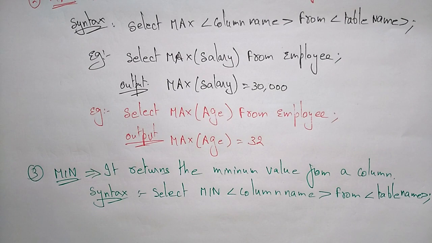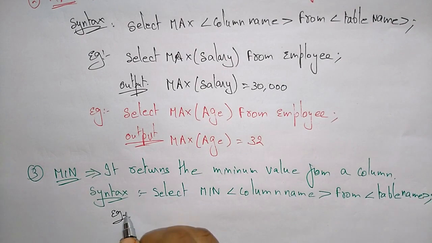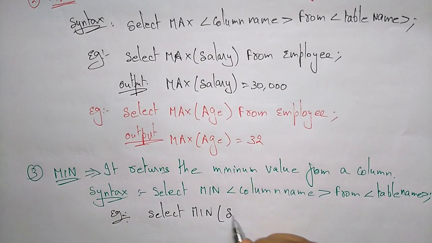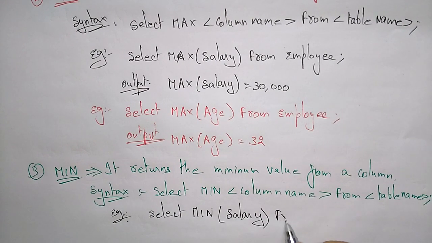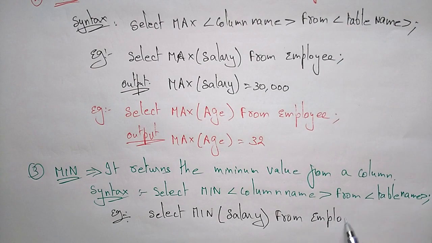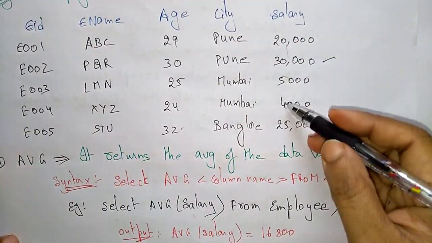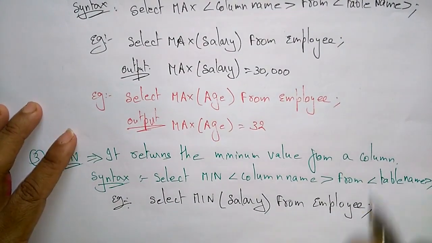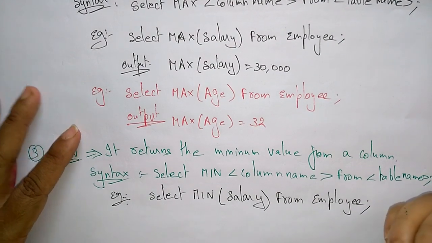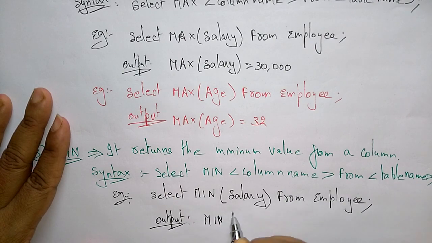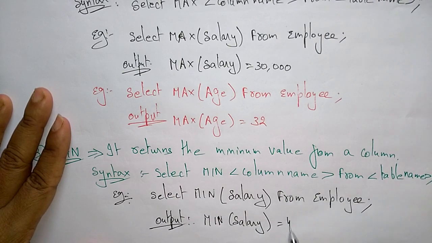Okay, let's take the example. Select minimum of salary. So in the column name I am taking the salary from employee table. What is the minimum value in the previous example? In the salary column, what will be the minimum value? 4,000. So 4,000 is the output for this query, means it is retrieving the value 4,000 from the database table. Output is minimum of salary is equal to 4,000. So this is about the minimum aggregate function.